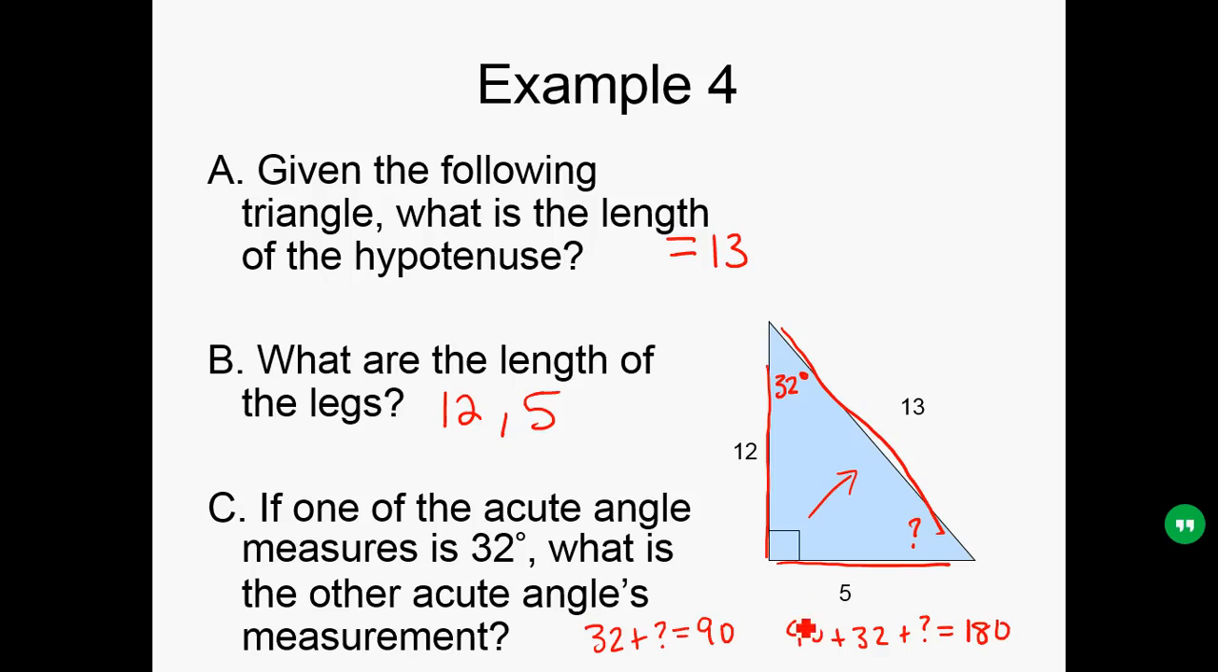These two statements are basically the exact same thing, because if I got rid of 90 from here and 90 from here, I have this equation. So what does that unknown angle equal? Well, I would have to subtract the 32 from both sides. 90 minus 32, so 9, 8, 7, 6, 5, 8, 58 degrees.